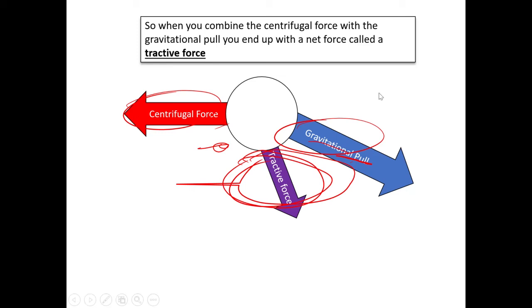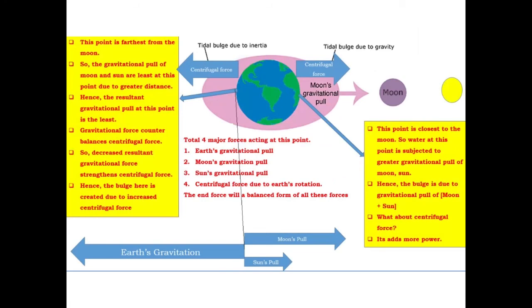I'm sorry if that doesn't make much sense, but it has to do with forces, and if you haven't had a class in physics, maybe it doesn't make too much sense. But just suffice to say, I think it's enough for this class to understand that tractive force is just the net force, the added together combined force of gravitation and centrifugal force. Okay, and that's the combined force that is going to be the major player in determining the tides.